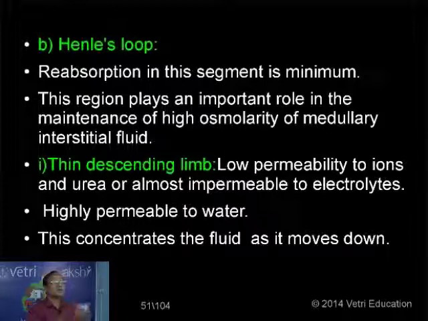As a result, the concentration of the filtrate increases when it reaches the lower part of the loop of Henle, just in the inner medulla region, where we have higher osmolarity or higher tonicity. So the solution becomes more and more hypertonic when it reaches the lower part of the descending limb. This is because of impermeability to electrolytes and permeability to water.